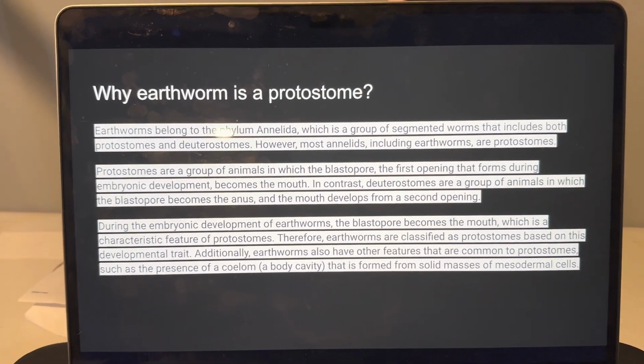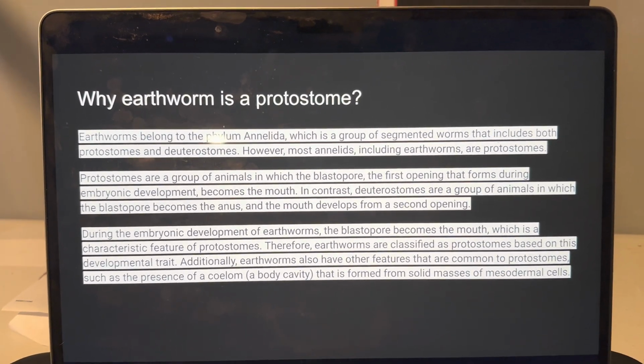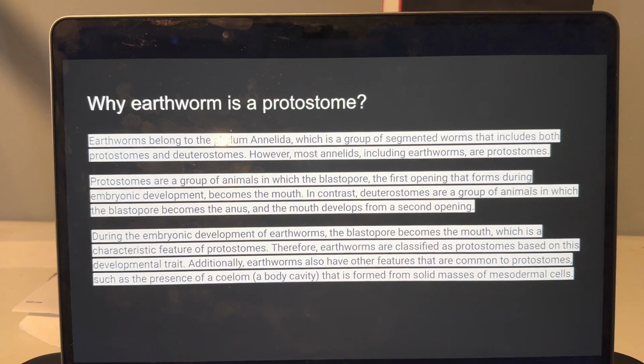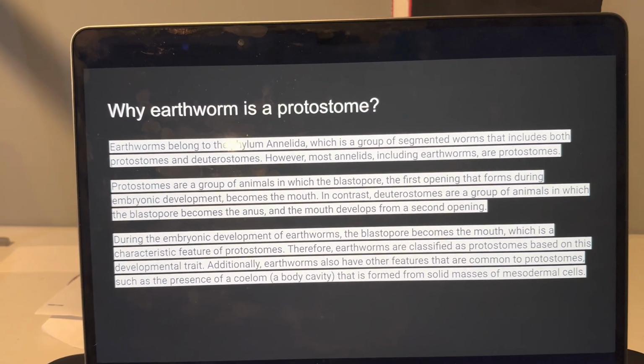Earthworms belong to the phylum Annelida, which is a group of segmented worms that includes both protostomes and deuterostomes. However, most annelids, including earthworms, are protostomes.